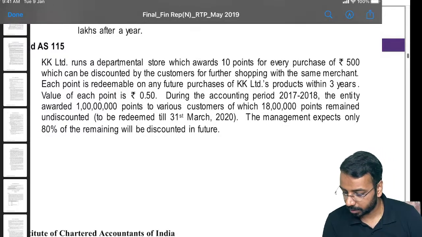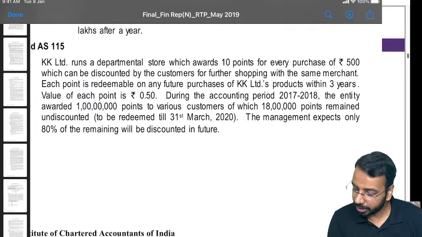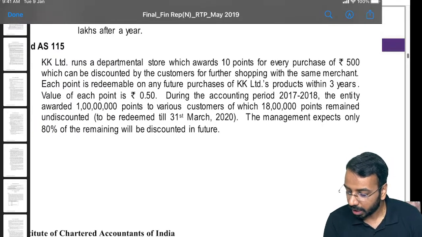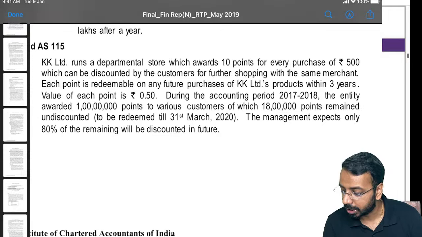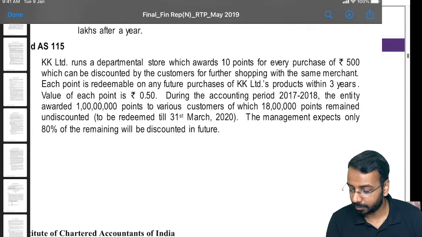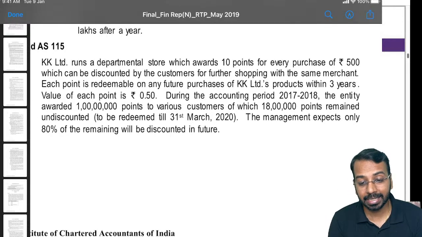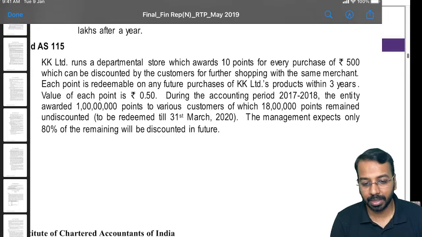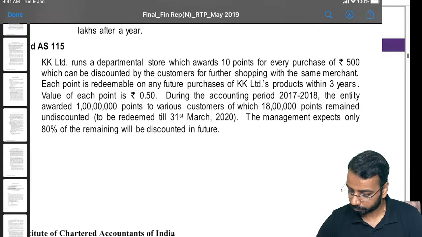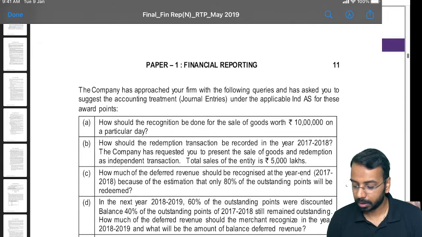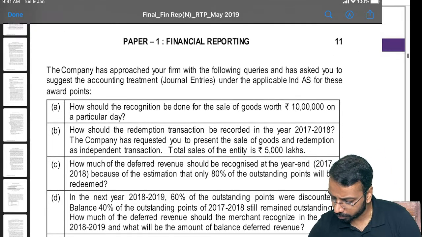So, each point you can redeem. Okay, like we give you, I guess, 1 year validity. During the accounting period, the value of each point is rupees 50. During the accounting period 17-18, the entity awarded 1 crore points to various customers, of which 18 lakh points remained undiscounted. So, 1 crore points have been awarded to the customers. 18 lakh points remained undiscounted, means they have not yet been used. The management expects that only 80% of the remaining will be discounted in the future. Now, it's the same continuation question.